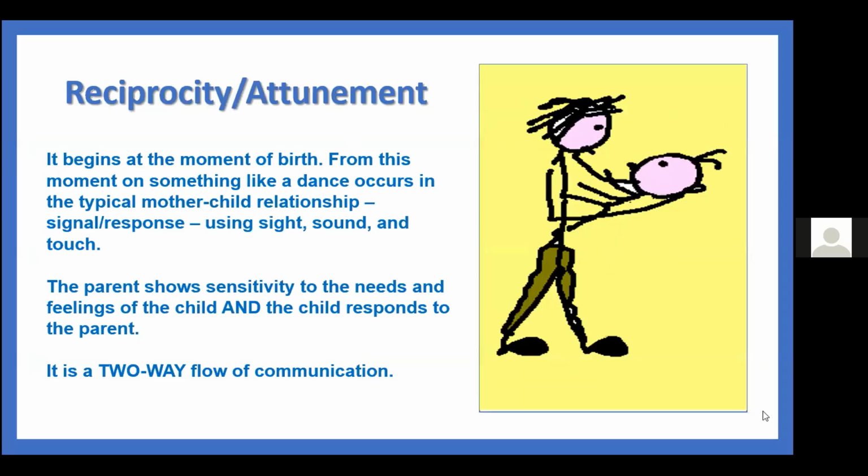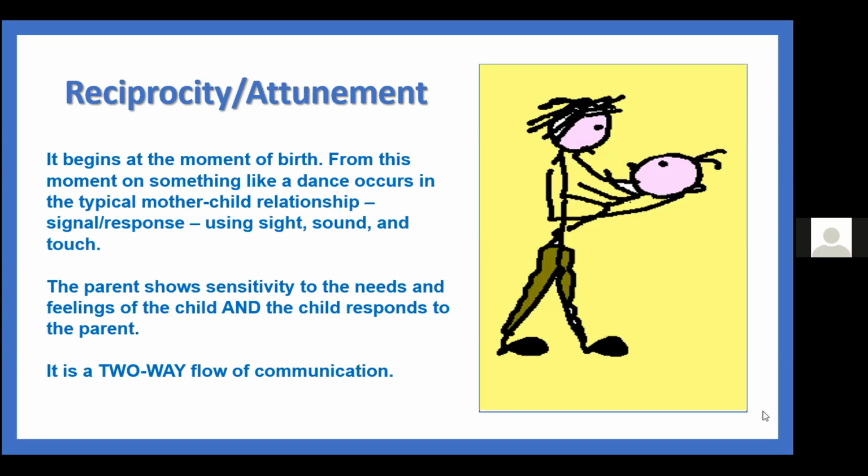And then the second avenue of that framework of Solihull is reciprocity or attunement. So it's the same idea, really. And this begins from the moment of birth. And the idea is that you'll hear the term a dance of reciprocity. So, as soon as a child is born, there's something like a dance that occurs in that typical parent-child relationship, where there'll be a signal or response from one person in that pair, and that will then be responded to by the other, and it goes backwards and forwards.